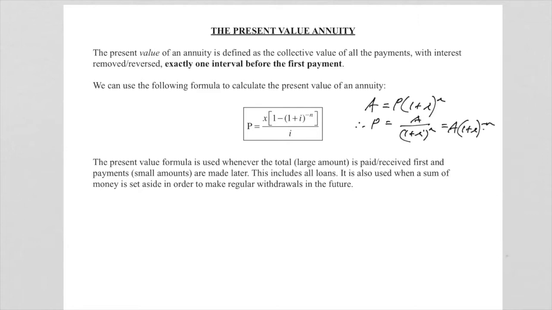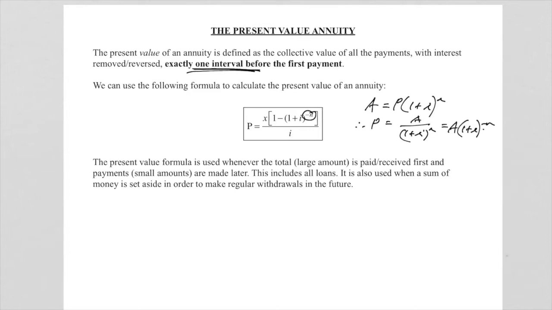And just to give you an idea why there is a minus n in our formula, it's because we are working back to present. In future value, we are working from present to future. We make payments, then we get the amount. In present value, you have the money first and then you pay it back. But we must have that interval, that one interval.